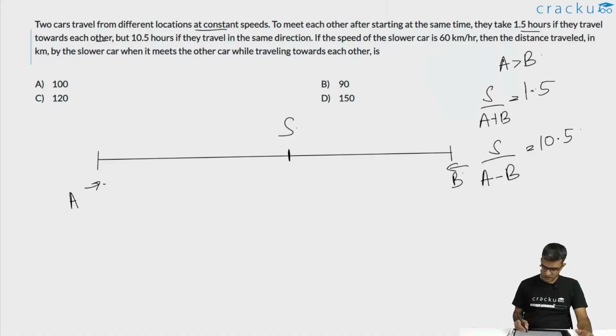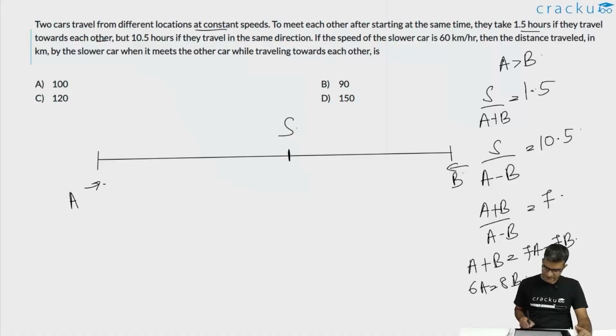If we divide one equation by the other, A plus B divided by A minus B is equal to 10.5 divided by 1.5, which is equal to 7. Or A plus B is equal to 7A minus 7B, or 6A is equal to 8B, or A is equal to 4 by 3 into B. As the value of B is given to be 60 kilometers per hour, the value of A will be 80 kilometers per hour.